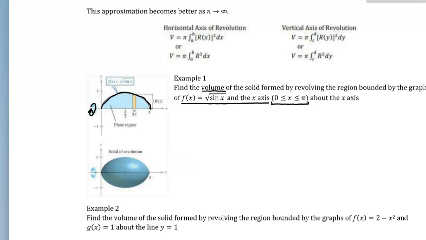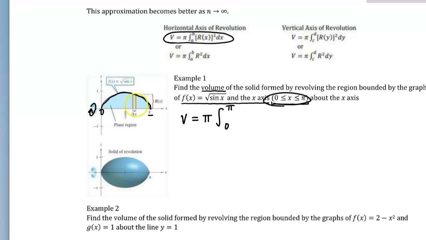So I'm going to set up the formula for the volume when we are rotating around a horizontal axis of revolution. So I'm looking at this formula here. That is pi multiplied by the integral from a to b. Our limits of integration are from 0 to pi. We can see that from this inequality here. And then we are integrating r of x squared.